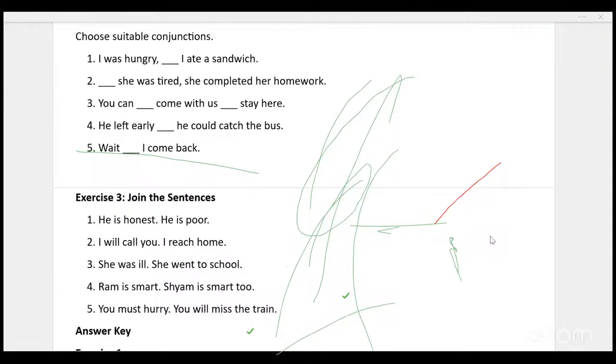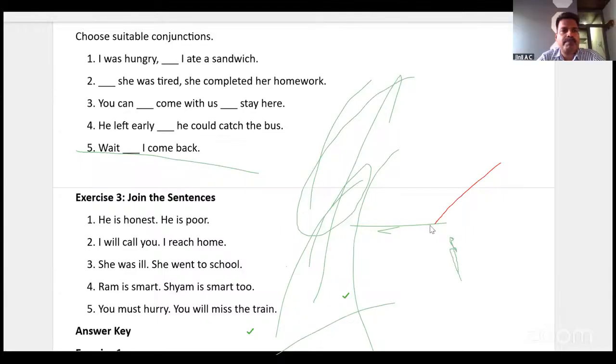Manasa, you can continue. Okay, thank you. I was happy when I saw my parents. Oh, everyone gets happy when they see their parents. So you are also happy when you saw your parents. Understood. Next sentence.